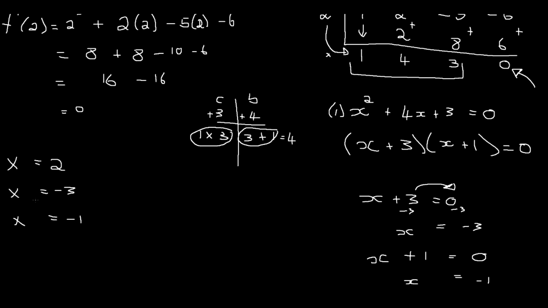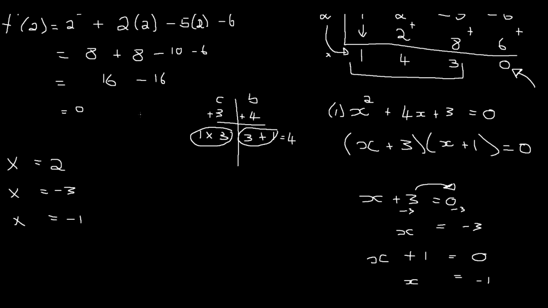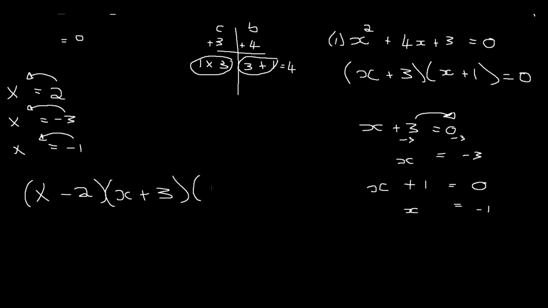So what does this mean? This means that these are my 3 answers if I factor this entire cubic polynomial function. So how can I write this in factored form? Well, if I take these things back to the original side by setting them equal to 0, I will have that x minus 2 multiply x plus 3 and multiply x plus 1.